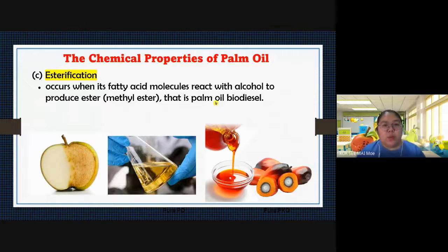So these are some of the chemical properties of palm oil. We separate them into 3: number 1 is oxidation, number 2 is hydrolysis, number 3 is esterification. Oxidation is when it combines with oxygen. Hydrolysis is when it joins with water. Esterification is when fatty acid reacts with alcohol. So these are the 3 chemical properties of palm oil.